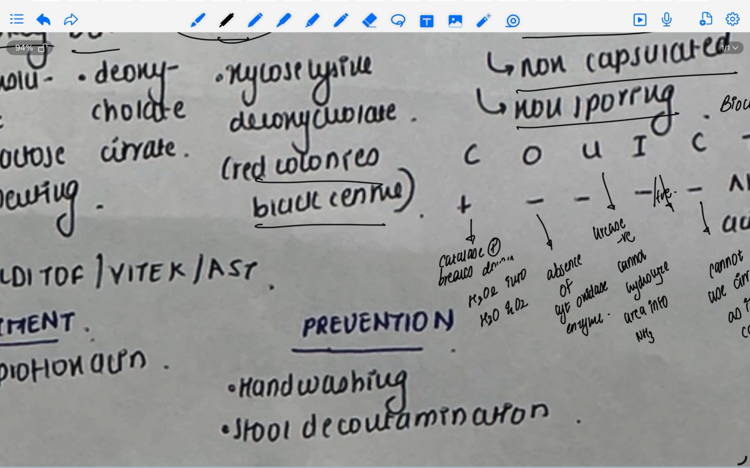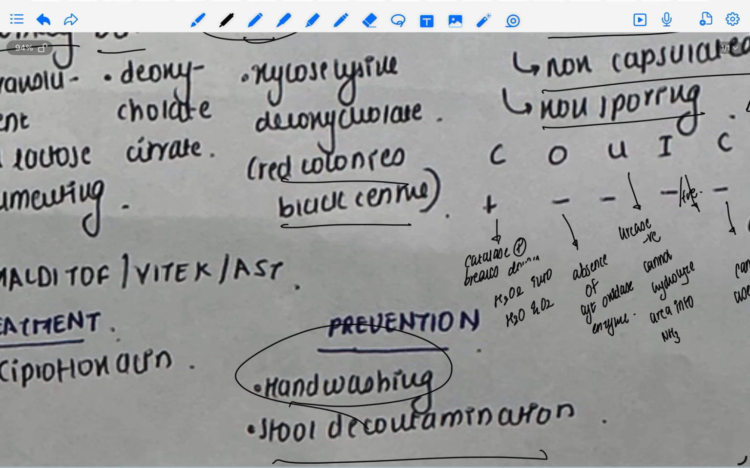How will you prevent this? So basically, if it is transmitted through contaminated fingers, contaminated food, or contaminated water, what can you do? You can start with hand washing and stool decontamination. How else can you prevent this? By keeping cleanliness around you, by following hygienic methods around you. That is how you can prevent it. Safe drinking water, proper sewage disposal, food hygiene, and isolation of the infected individuals is how you can prevent this.